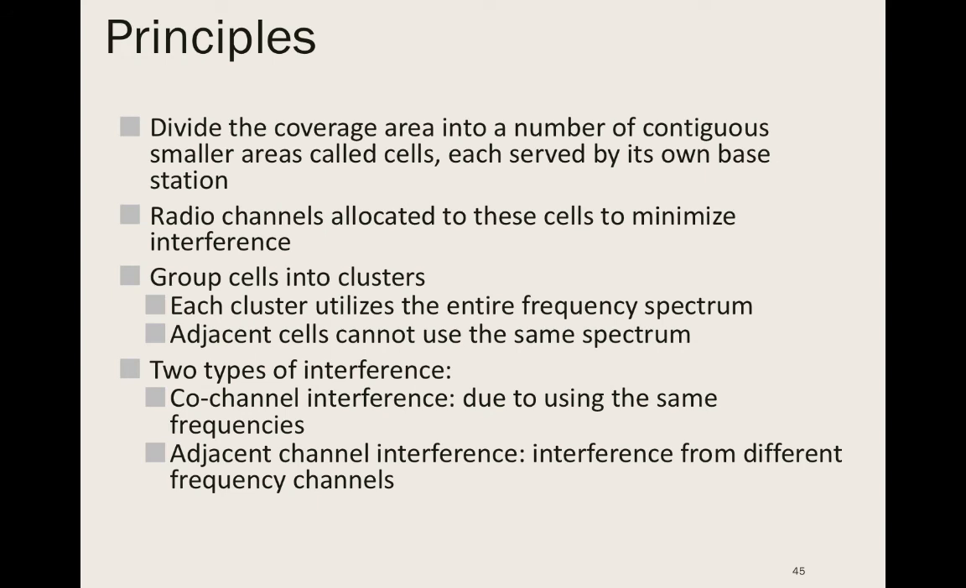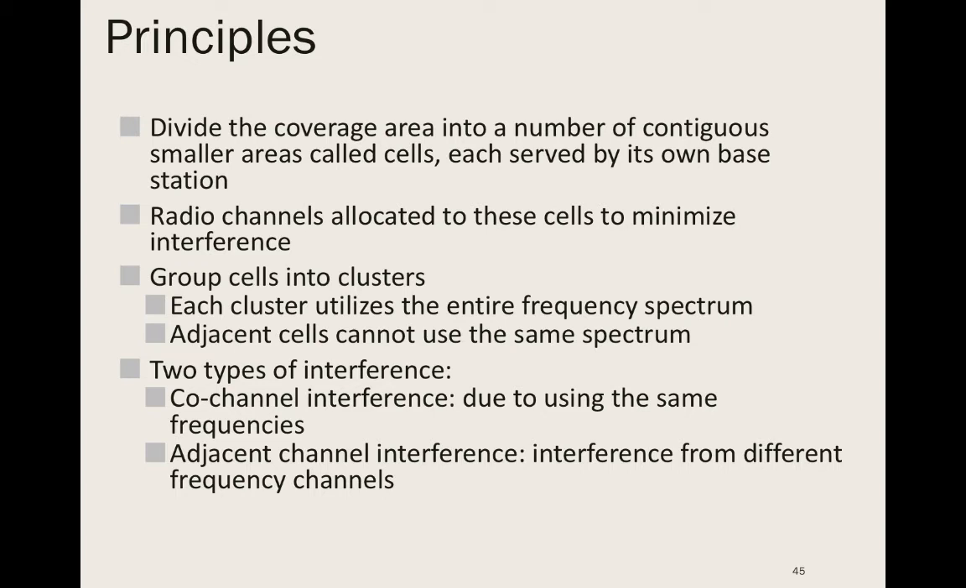There are a couple of principles in the cell structure. It divides the coverage area into a number of contiguous smaller areas called cells, each served by its own base station. So in each cell we have the base station that covers that cell. Radio channels are allocated to these cells to minimize the interference.